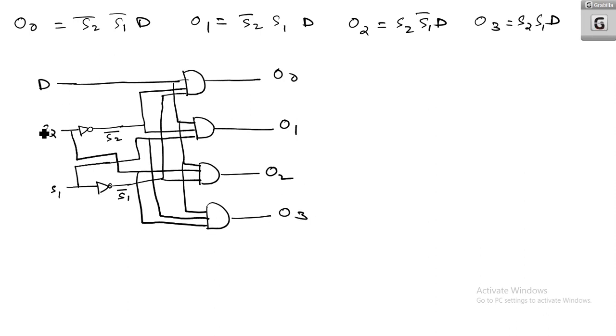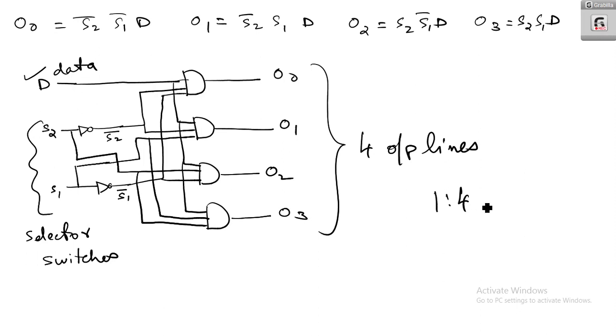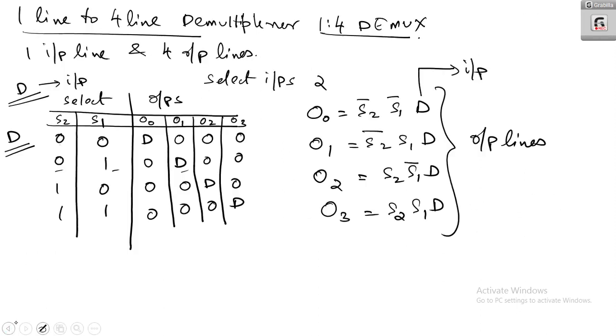Okay. So these two are selector switches and this one, D, is the data. So one single data is taken out in four output lines. So that is why it is known as 1:4 demultiplexer. Okay. So here I have explained the functioning of a 1:4 demultiplexer.